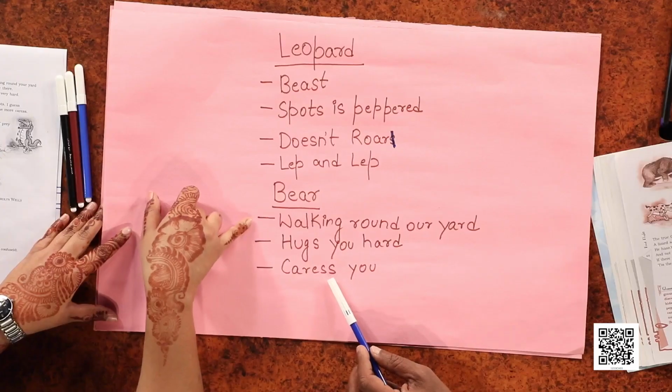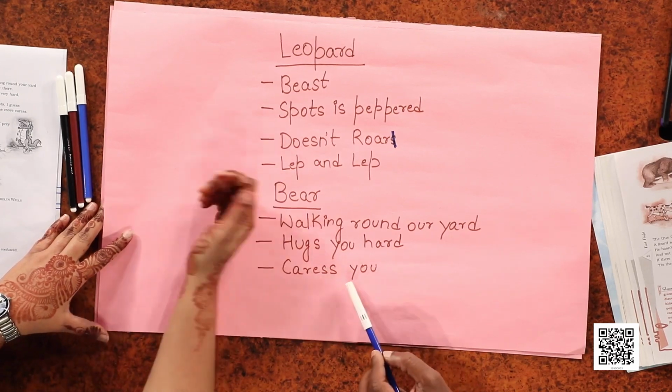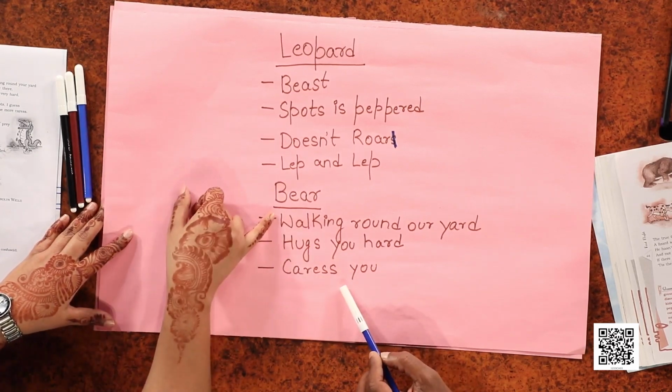Then bear. Bear is seen walking around our yard. You can spot him in our neighborhood. And all of a sudden it might come. Then it hugs you hard to kill you, and then lastly it caresses you in order to eat you. Fine. All these wild animals have one quality in common. They make it, except the chameleon.